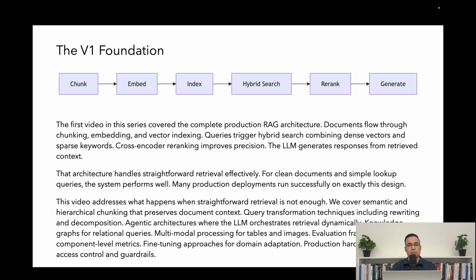The architecture works well under certain conditions. For clean, well-structured documents and straightforward lookup queries, the system performs pretty reliably. But this architecture makes implicit assumptions. It assumes each chunk is semantically complete in isolation. It assumes a single retrieval pass surfaces all the required information. It assumes that all content is extractable text. It assumes that every query benefits from identical processing steps. When these assumptions hold true, the system works great. The key question is, when do these assumptions break down?